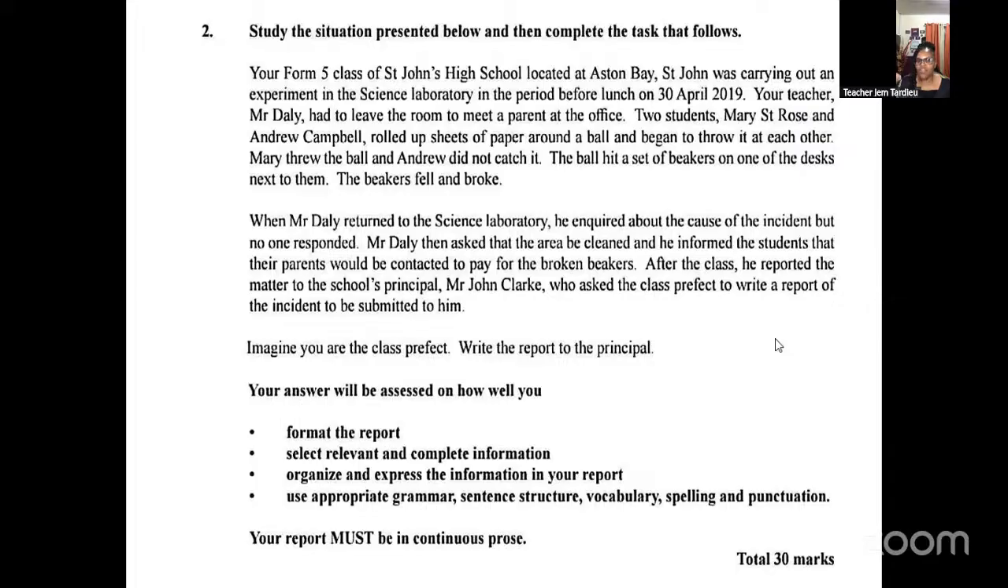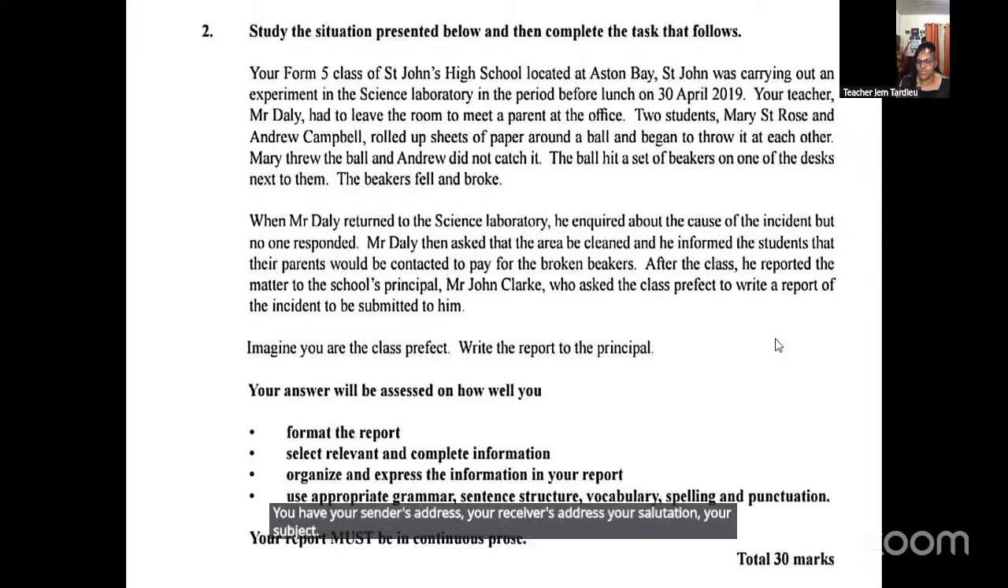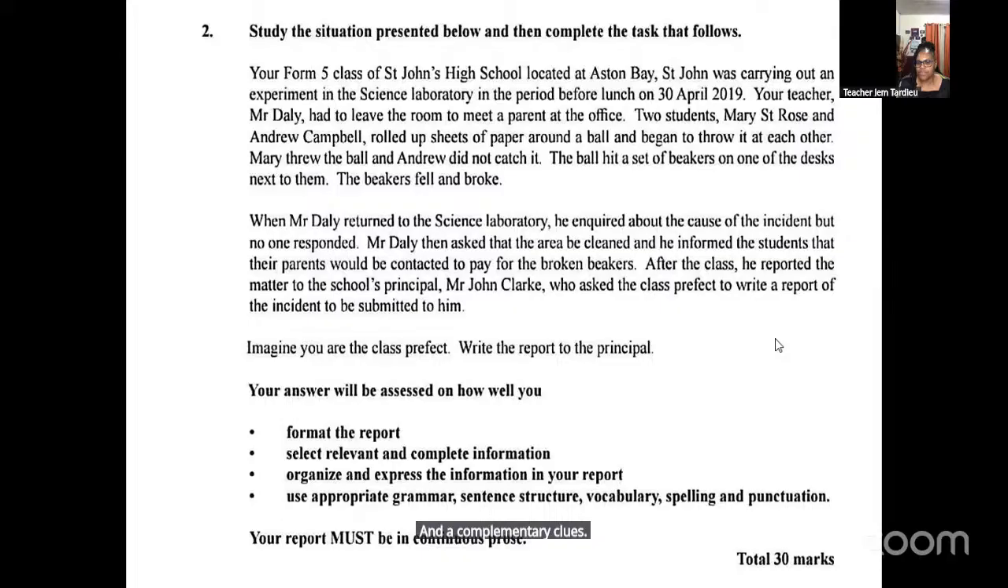So all reports, except for the newspaper report, have your sender's address, your receiver's address, your salutation, your subject, and a complimentary close. So to clear up, there's no difference.